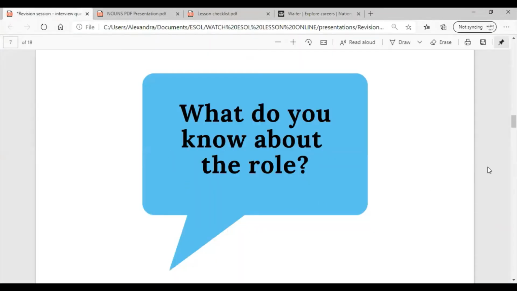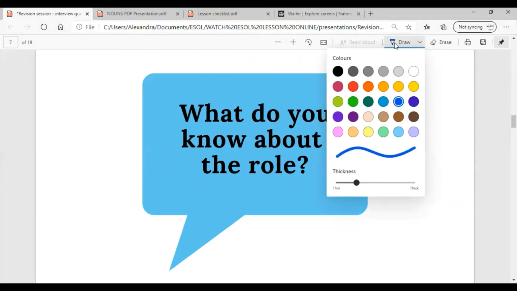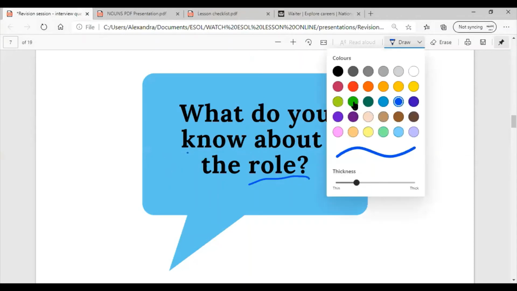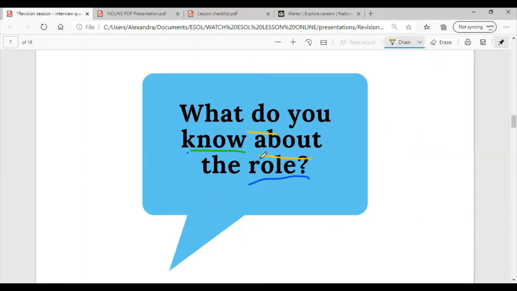So now we're going to jump back to this PowerPoint and we've got our job interview question, and we're going to pretend that we've applied for a job as a waiter. So in this job interview, you've been asked, what do you know about the role? Okay, so this question, we'll look for our nouns again. So what do you know about the role? We've got role, and yeah, we've got our verbs, know, we've got our conjunctions, we've got do and about and the, and we've got our pronoun, you. Okay, so you can break up the question quite quickly.